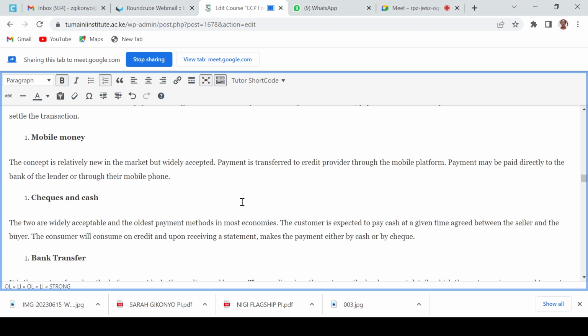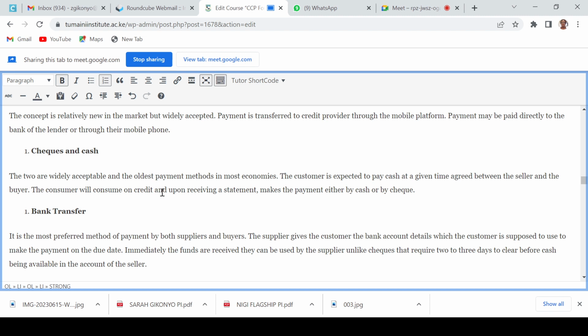Hiyo ingine tunajua sana ni mobile money. Mobile, kila mtu ako na till number, uko na pay bill, uko na nini, so that's also a payment. And maybe for more work, you can be asked, what are the advantages of mobile money payment? What are the disadvantages? What are the risks of mobile money payment? So you can now be able to think about. The other one is checks and cash, where we are seeing that checks and cash is used to make payments.